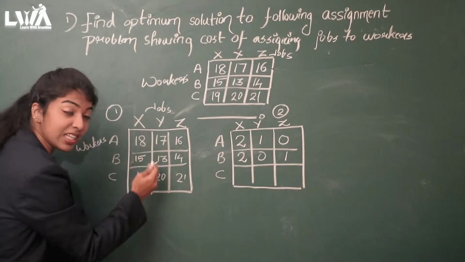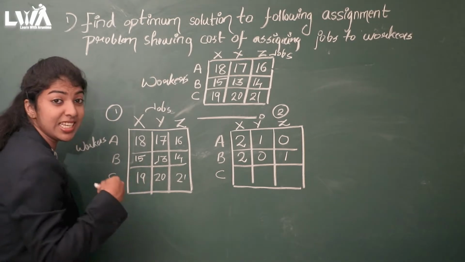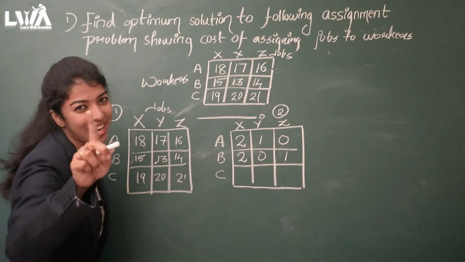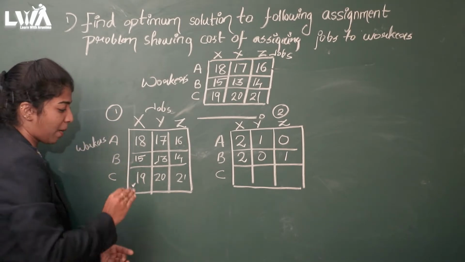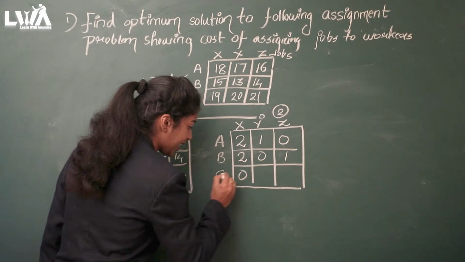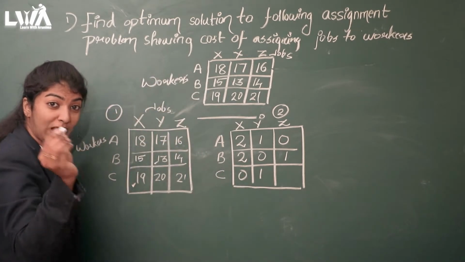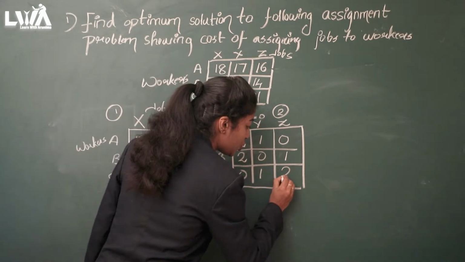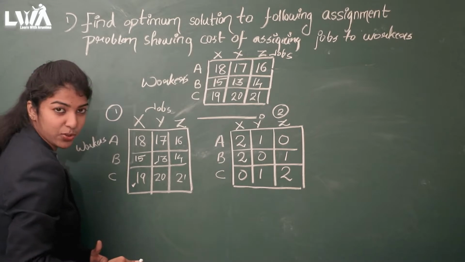Again, check the third row. Which is the smallest element here? 19, 20, 21. Which is 19. So take 19, then again follow the step. 19 minus 19 is 0. 20 minus 19 is 1. 21 minus 19 is 2. So this is the format of our second matrix.